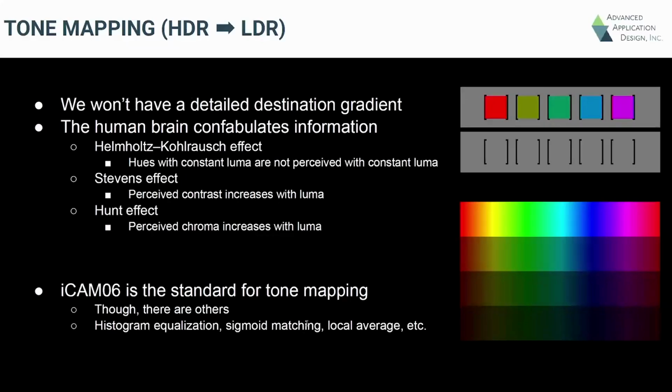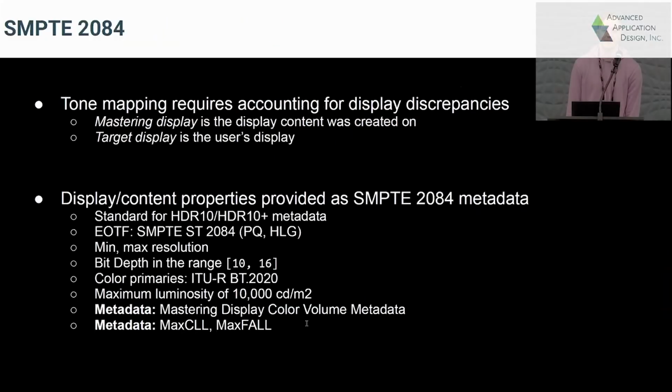Unfortunately, we commonly don't have detailed destination gradient information, and likewise we won't be able to get a second Laplacian to adequately describe the divergence between our gradients. And this is more complicated by the fact that the human brain just loves to make things up too. So a good tone mapping algorithm will naturally account for all of this. And there is a standard for tone mapping called ICAM06. If you are doing tone mapping, please, for the love of God, use ICAM06. You can do it easier using histogram equalization, sigmoid matching, all of these stereotypical data processing techniques, but ICAM06 is by far the best by a mile.